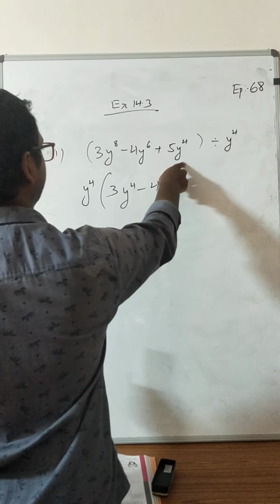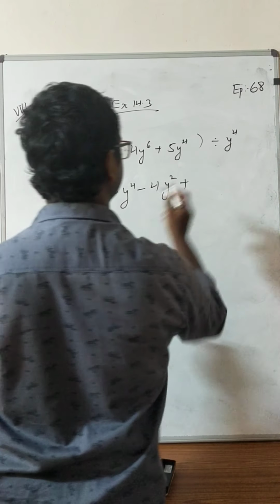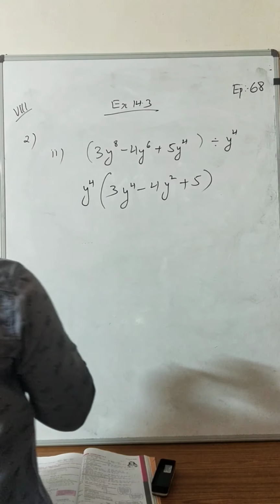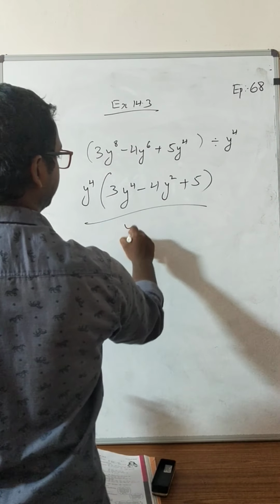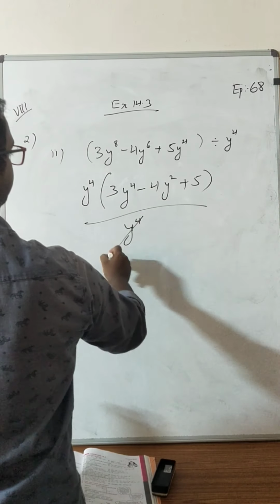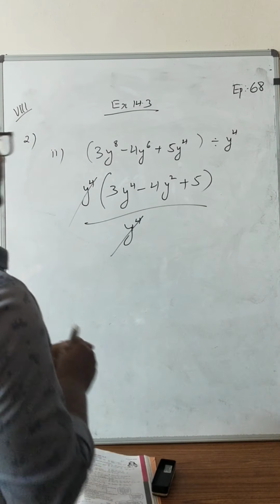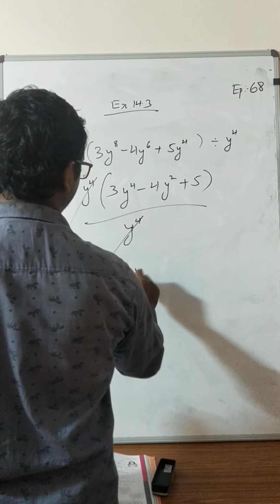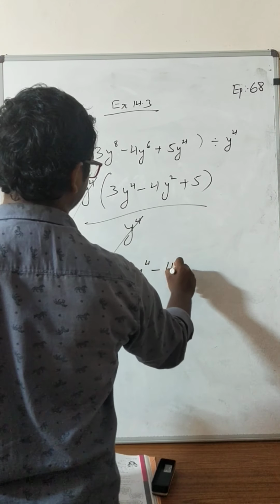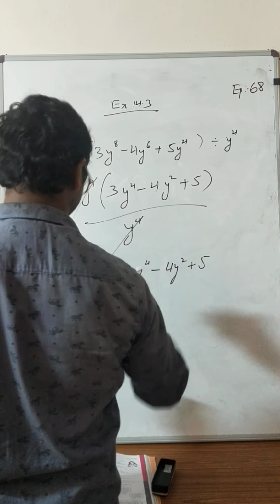Now here out of 4, 4 has come out. How much is left? Just the number is left. When this entire term is divided with y power 4, this y power 4 and this y power 4 will get cancelled. The final answer is 3. Final answer is 3 y power 4 minus 4 y power 2 plus 5.